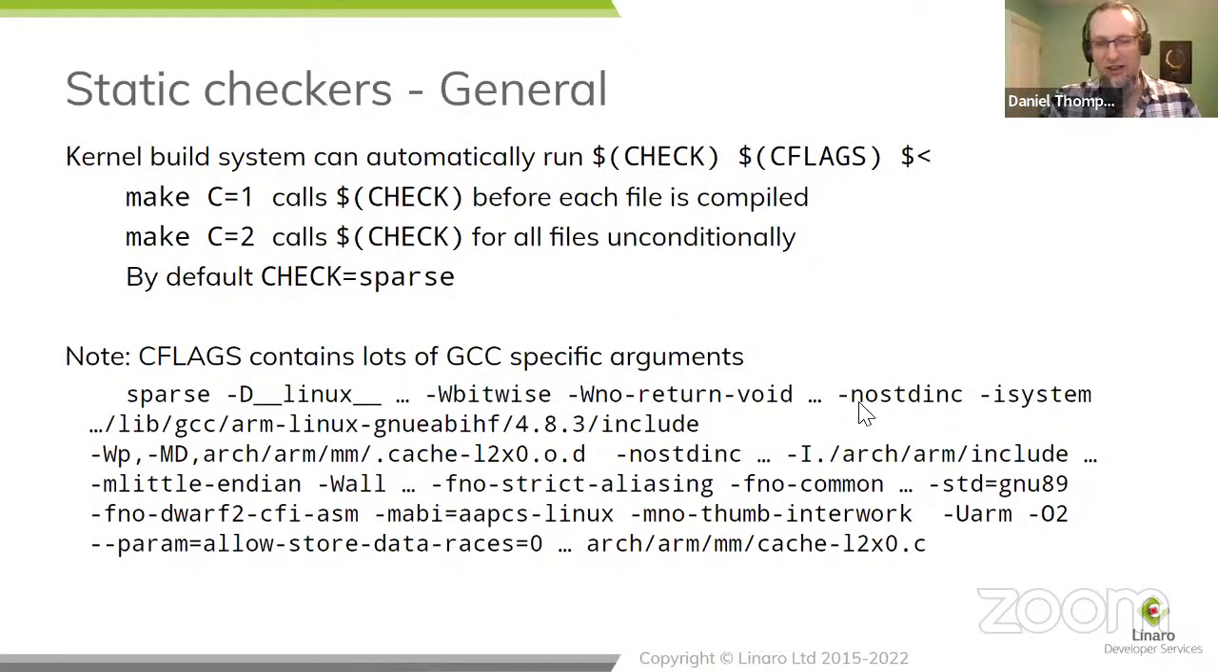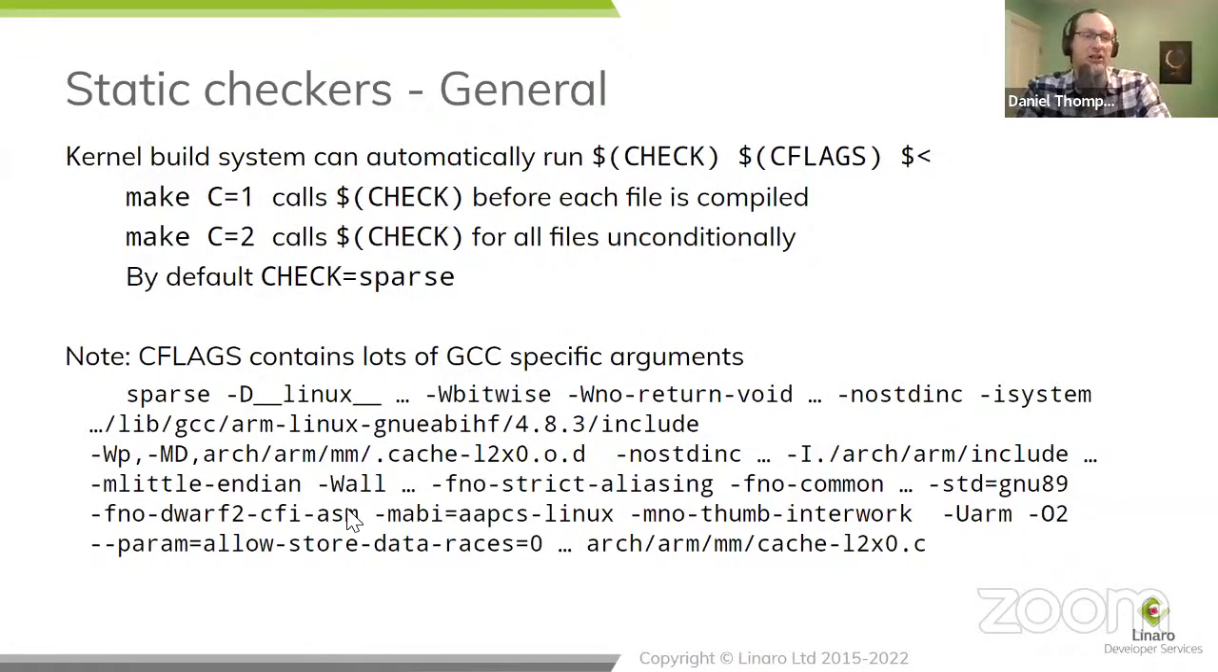So the general idea behind static checkers is that they're based on this check machinery inside the kernel. Basically, there's a variable called CHECK. The default value for CHECK is sparse. And it is literally called with CHECK, CFLAGS and the name of the C file that you're working on. And you can trigger it in two ways. You can set C=1, which modifies kbuild so that just before it compiles a file, it also calls the checker. The alternative is C=2, which checks the entire file base unconditionally, whether or not it needs to recompile them.